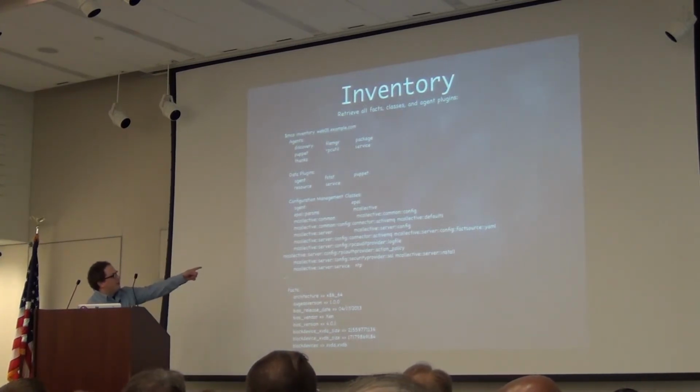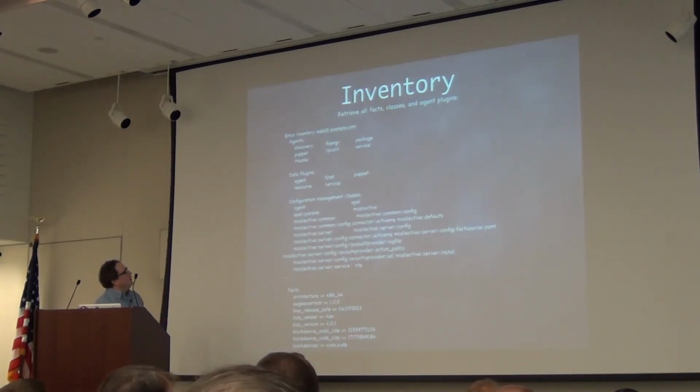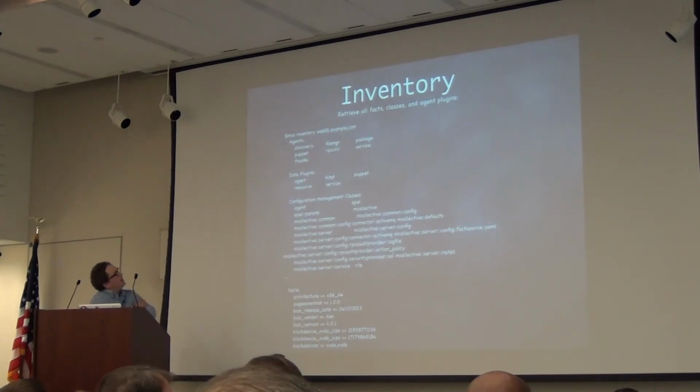And you have your configuration management classes. So that's what the dash capital W class filter with the MCollective command can use. You can see what data plugins are available on that particular node. So this one has the agent, resource, fstat, service, and puppet, and the agent commands that are up there as well. Those are all the different plugins available.